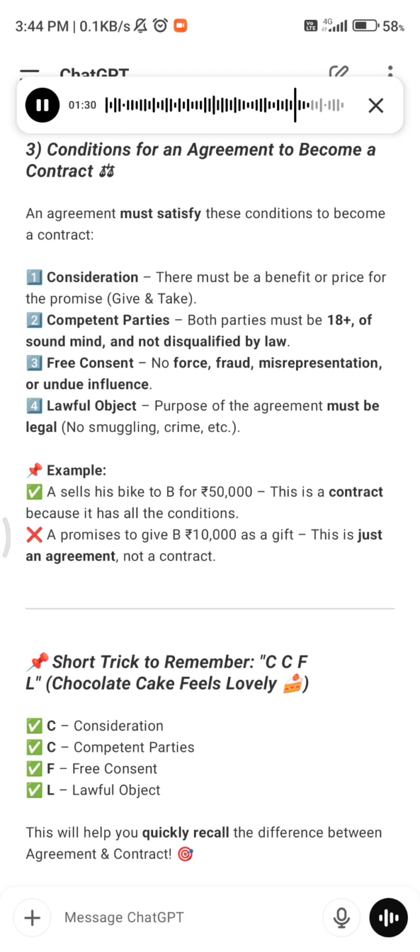This is a short trick to remember: CCFL, chocolate cake feels lovely. Consideration, competent parties, free consent, L: lawful object. This will help you quickly recall the difference between agreement and contract.